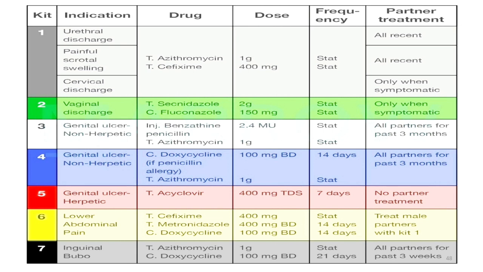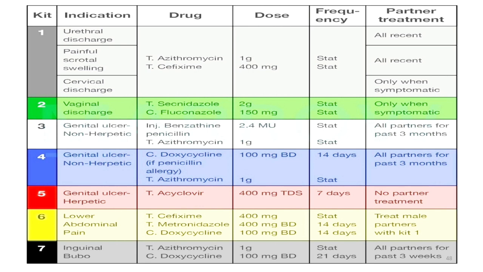Kit 3 is white in color. It is indicated in genital ulcer that is non-herpetic. Composition is injection benzathine penicillin and tablet azithromycin. Kit 4 is blue in color. It is indicated in genital ulcer that is non-herpetic. Capsule doxycycline if penicillin allergy, and tablet azithromycin.